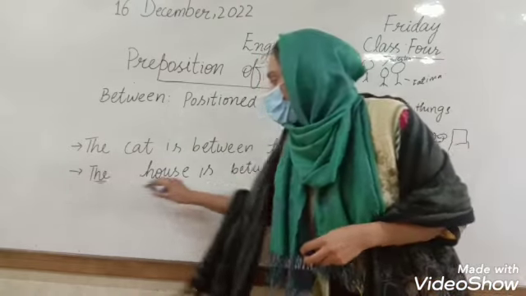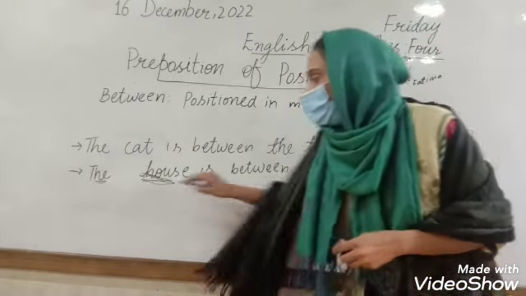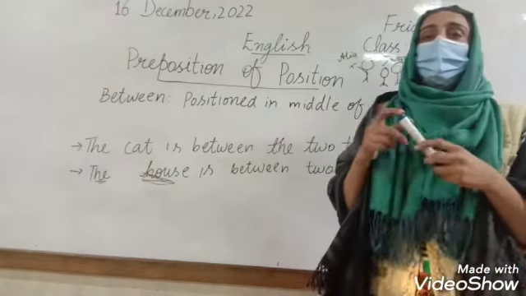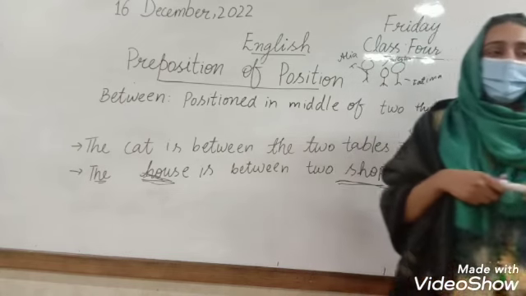The next example is the house is between two shops. Where is the house? House is between two shops. If you have to say that money is divided between Ali and Arham. Very good.